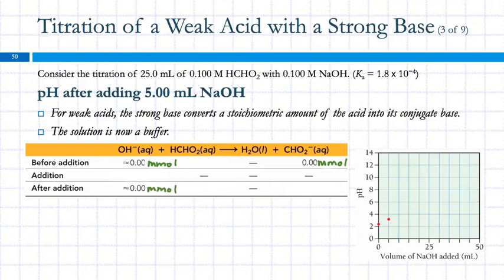So adding 5 milliliters of 0.1 molar sodium hydroxide, that is 0.500 millimoles of sodium hydroxide. We initially had 2.5 millimoles of the acid. We add 0.5 millimole of base. That's going to neutralize 0.5 millimole of the acid, so we're going to have 2 millimoles of acid left. Now we have to think about what's on the other side as well. It's going to make half a millimole of the conjugate base.